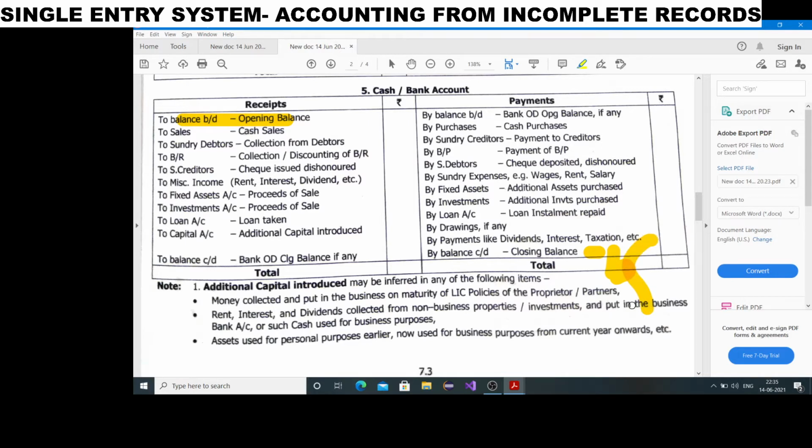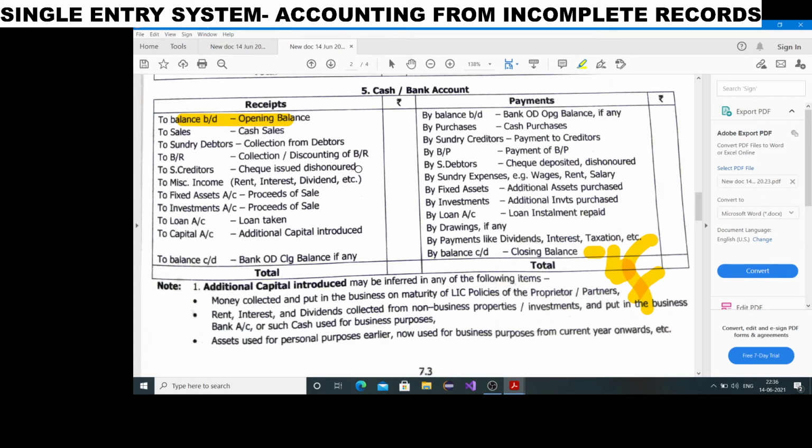Firstly, this. All right. And then next is cash sales. In cash account, we will record all the cash transactions: collections from debtors, bills receivable, and creditors' cheque dishonored. If your cheques issued get dishonored, again you will have to pay the amount to the bank. Then miscellaneous income, rent, interest, dividend.